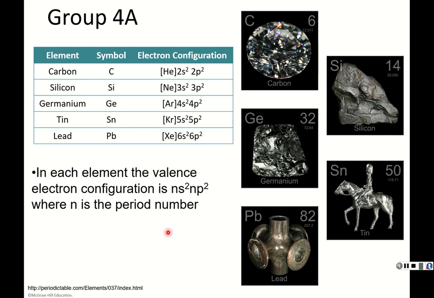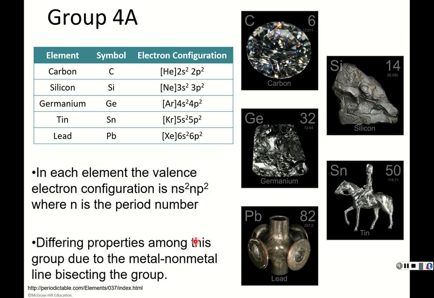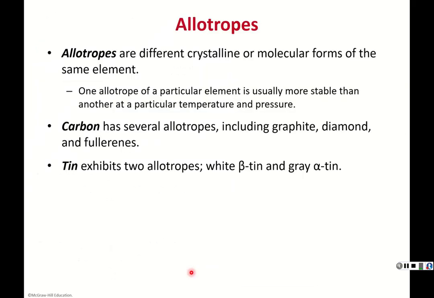Each element in this group has that valence electron configuration of s2p2, right? There are differing properties among this group due to that metal-nonmetal line again. Sort of a common theme we have.